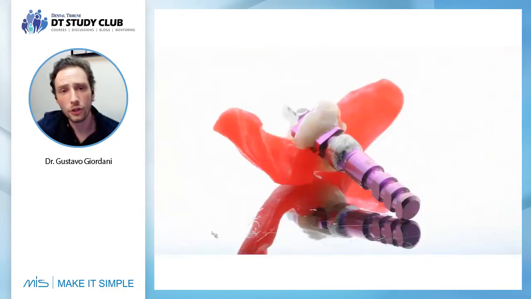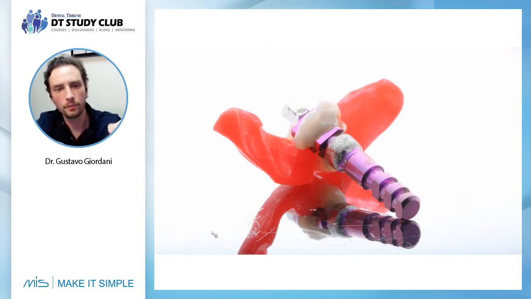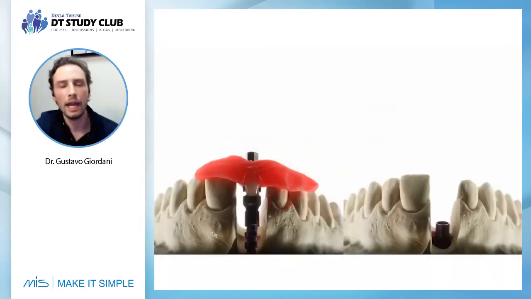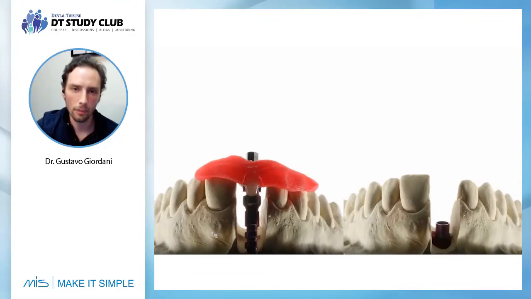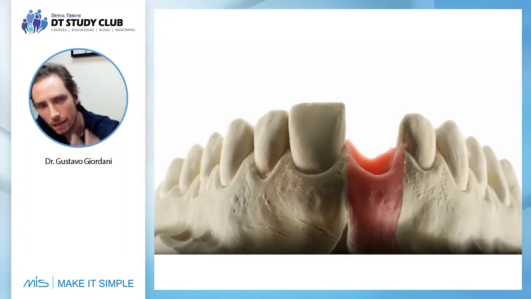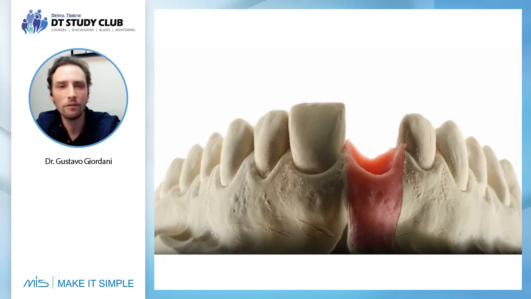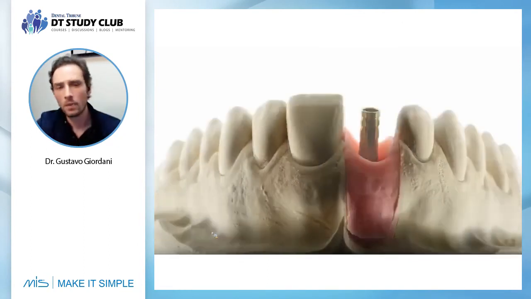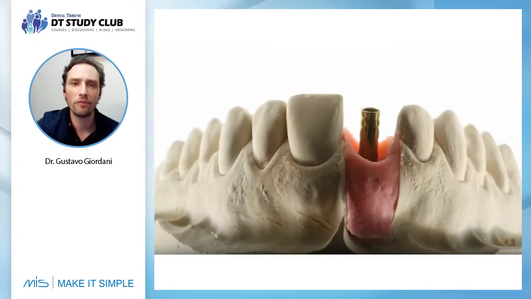You give this to your technician. They will screw this impression copy inside the analog, and they will put everything inside the alveolar model. By doing this, they will have the same position of my implant inside the mouth, and they will have the tooth section, the first millimeter. By doing this, creating the best emergence profile will be easy.